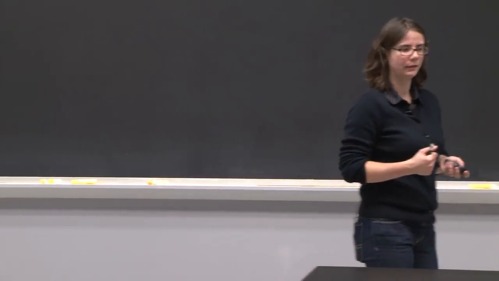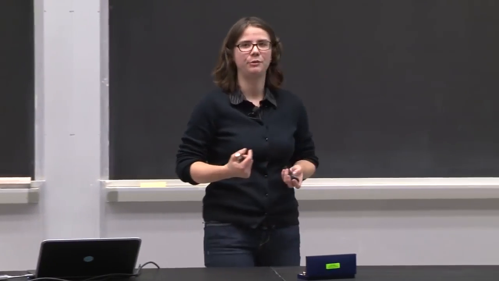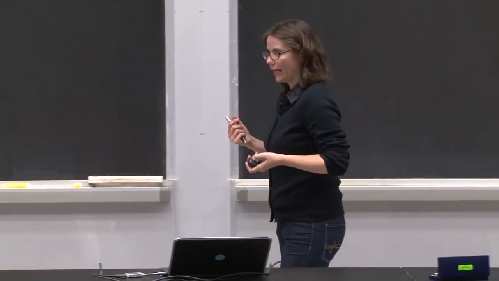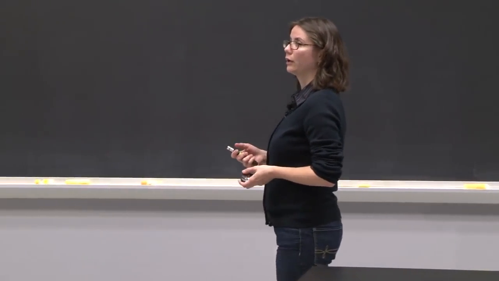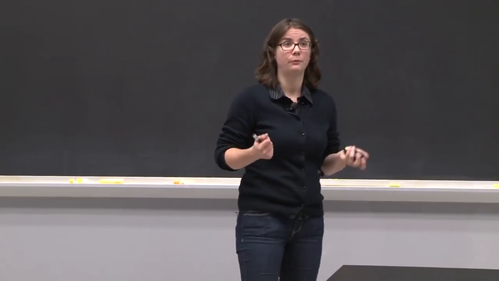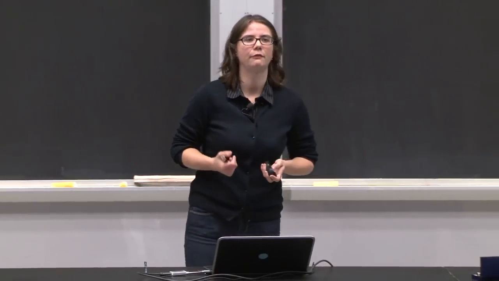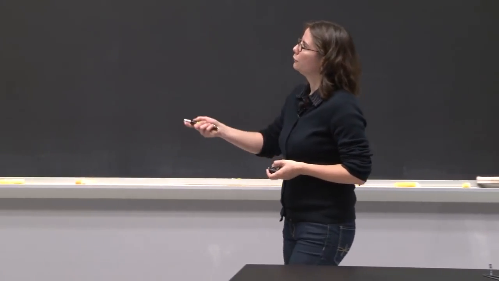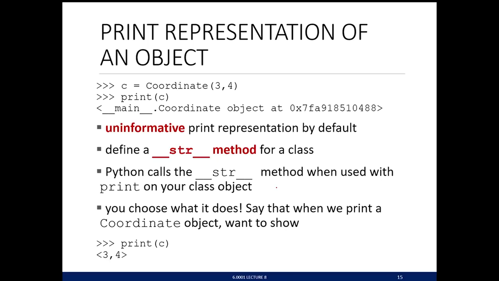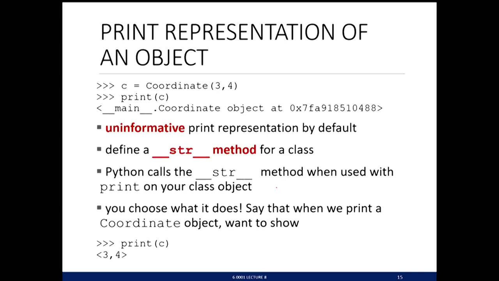So we have a coordinate class. We can create a coordinate object. We can get the distance between two objects. As you're using the class, if you were maybe debugging at some point, a lot of you probably use print as a debug statement, right? And maybe you want to print the value of a coordinate object. So if you create a coordinate object, c is equal to coordinate(3, 4), that's what we've done so far. If you print c, you get this funny message.